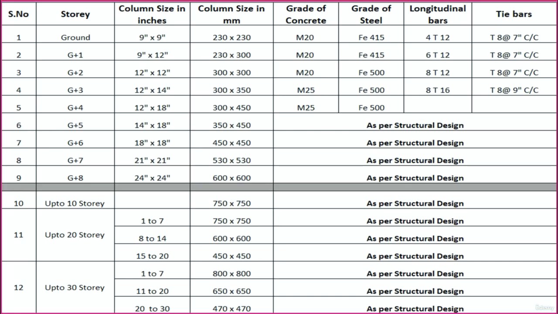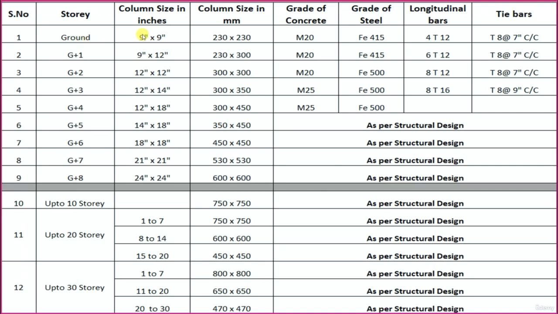Here I have a table which shows the column size up to 30 floors. You cannot depend on this. I'm telling you clearly, you cannot depend on these column sizes. Actually, these are all decided based on thumb rules, but you have to always analyze and design the structure properly. Then only you can come to know the size of the column.